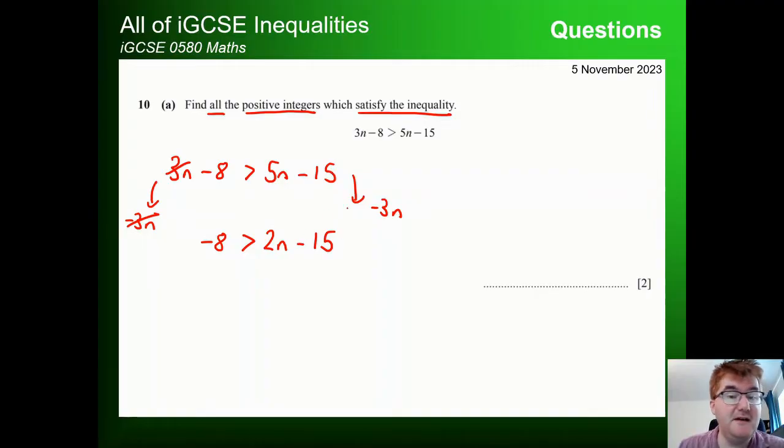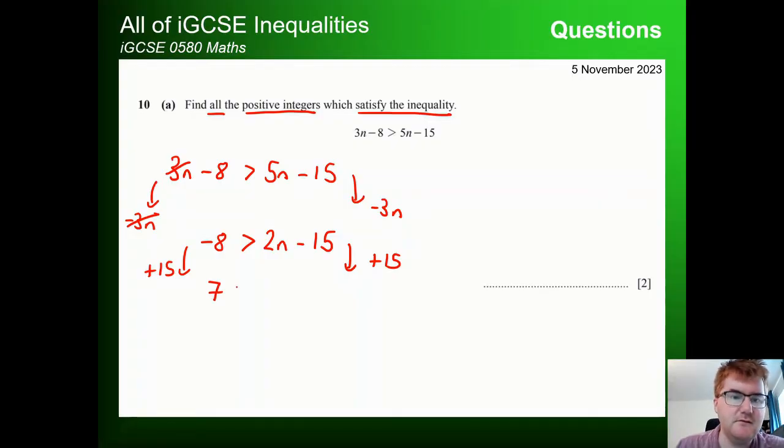Now we focus on this minus 15, kind of annoying. I think you can probably see the pattern in these questions. What's the opposite of minus 15? Well, add 15 on both sides. Minus 8 plus 15, so think of it like temperature. Minus 8 degrees, very, very cold. Gets 15 degrees warmer. What's our new temperature? That's going to equal 7.